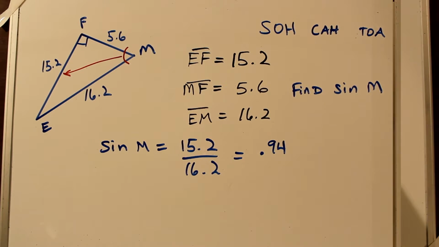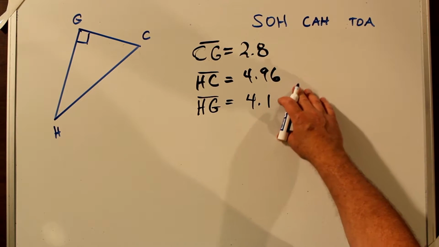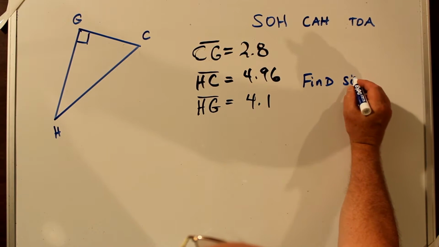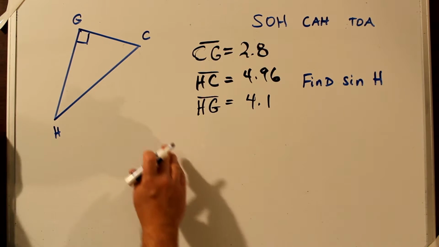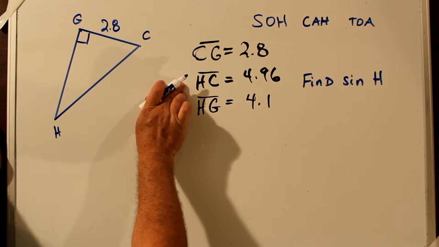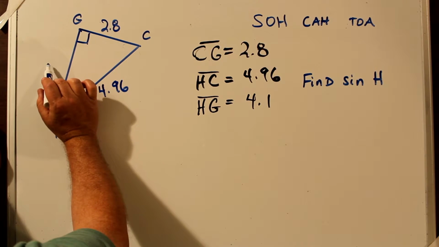and that's our answer. Given the lengths of three sides of a right triangle, 2.8, 4.96, and 4.1, we're going to find the sine of angle H. Let's write in the information that we know. Length CG is 2.8, length HC is 4.96, and length HG is 4.1.